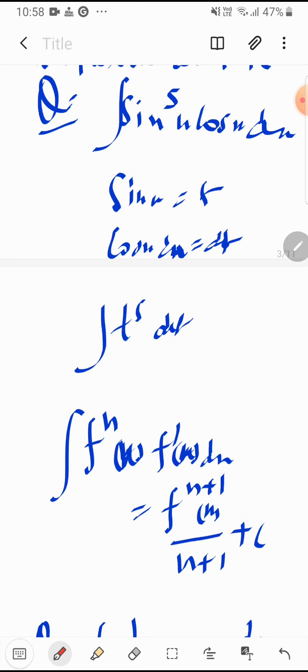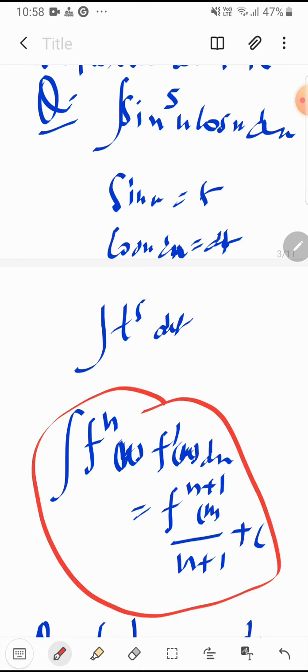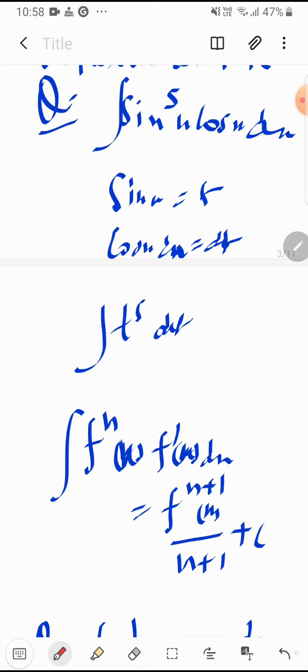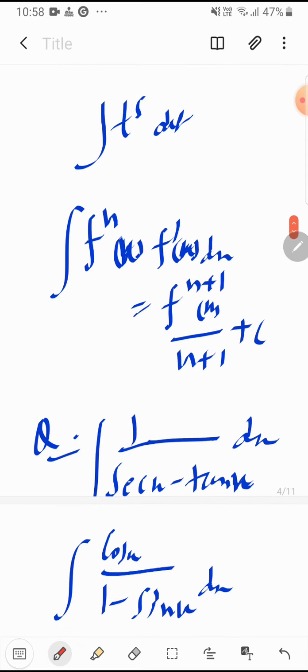Or if we straight away want to apply the power rule, we have to mention this formula: f raised to the power n x into f dash x is f raised to the power n plus 1 upon n plus 1 plus c. As a reason we have to write this formula, then we can straight away apply this result.